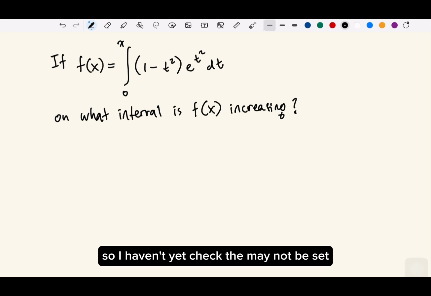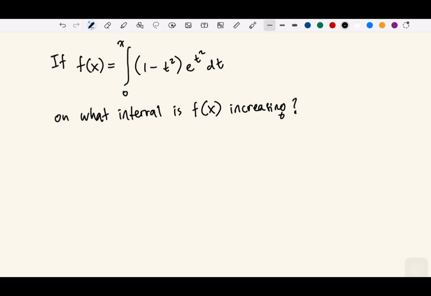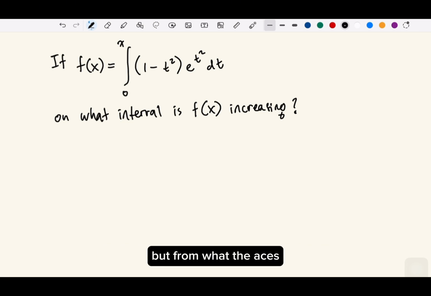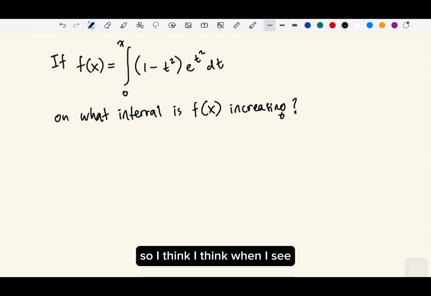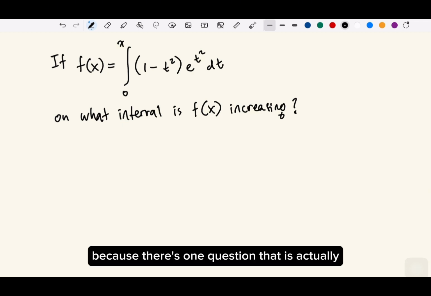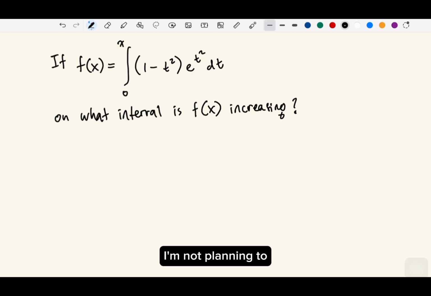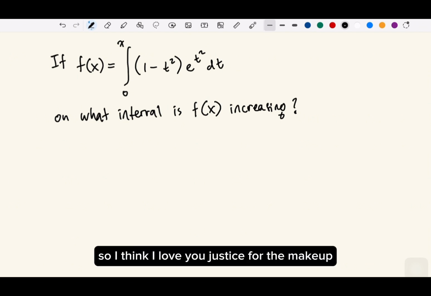I haven't yet checked the makeup exam, but from what the PA says, maybe not good. So I think when I see, I will readjust the score, and maybe because there's one question that is actually, I'm not planning to, but I make it anyway. So I think I will readjust the score for the makeup.